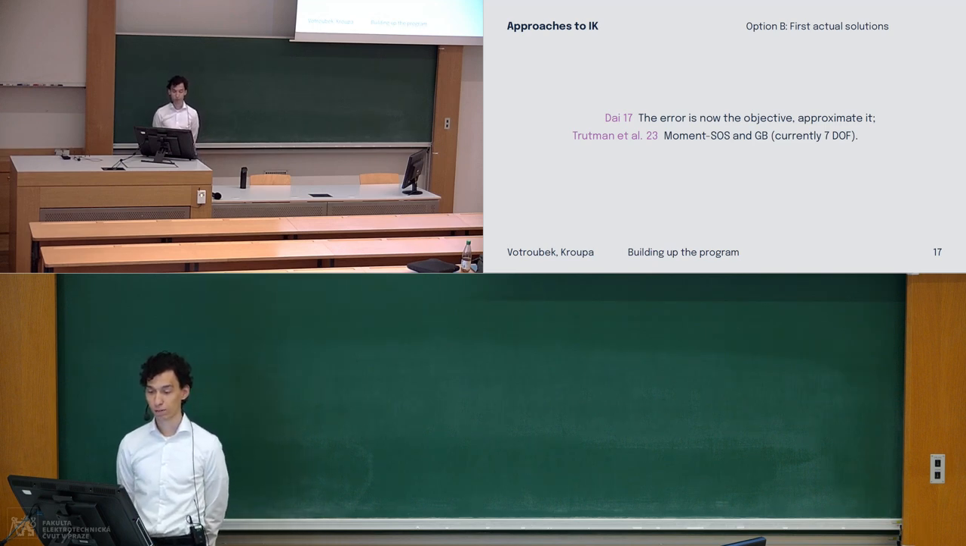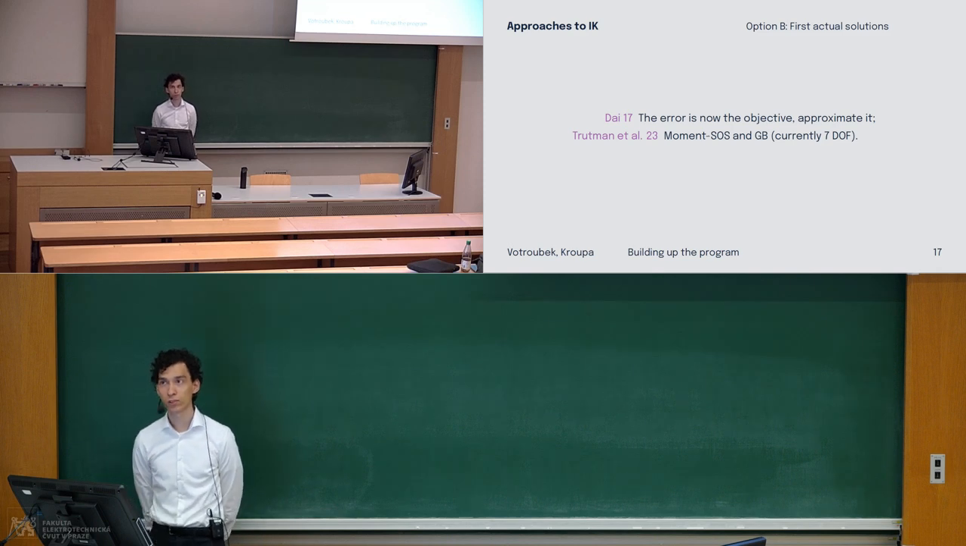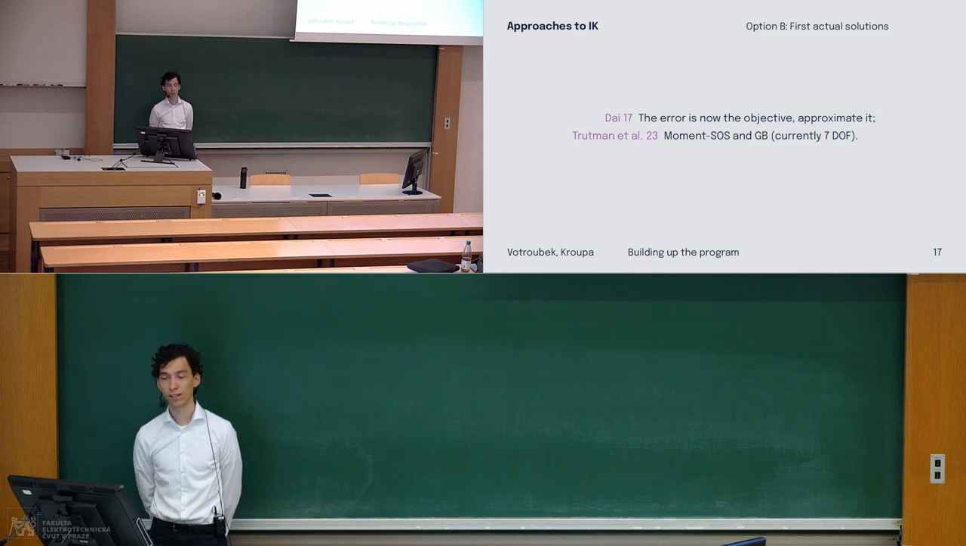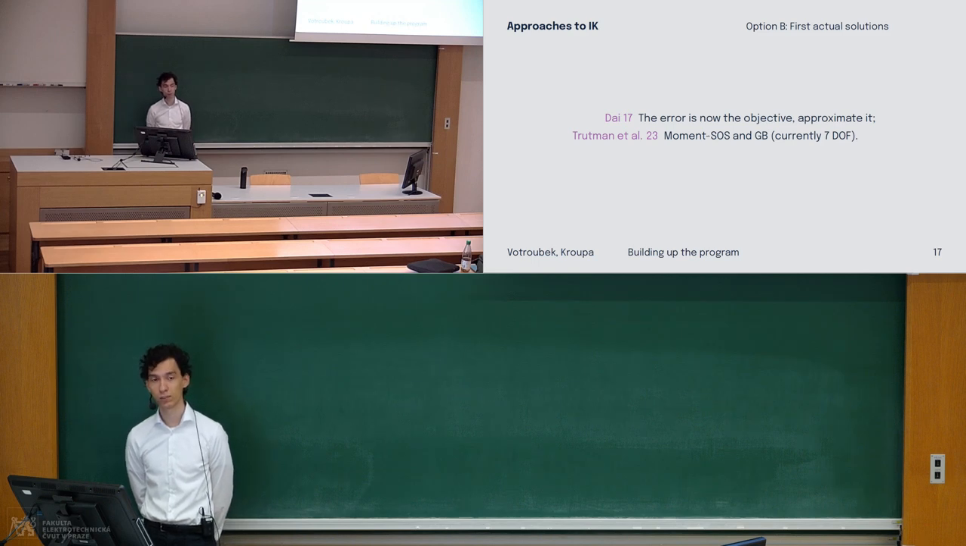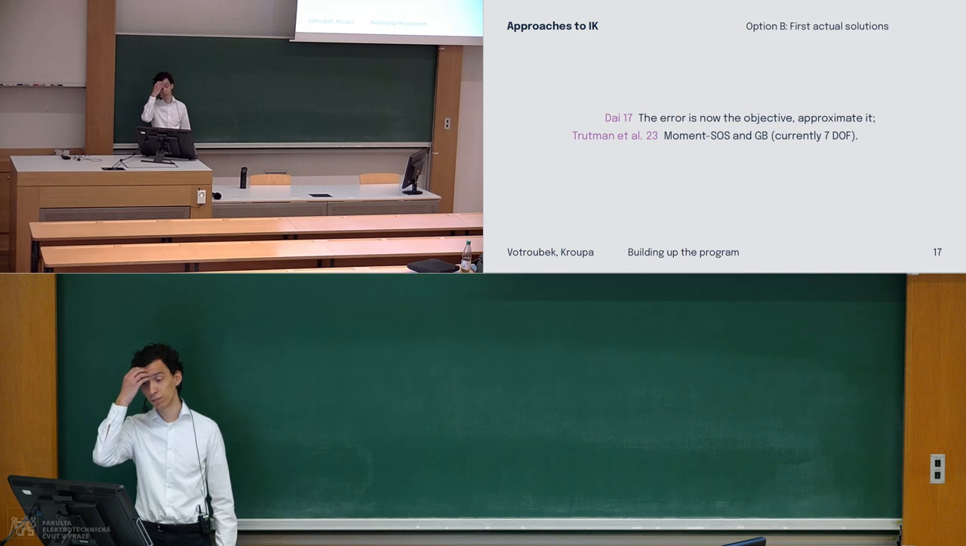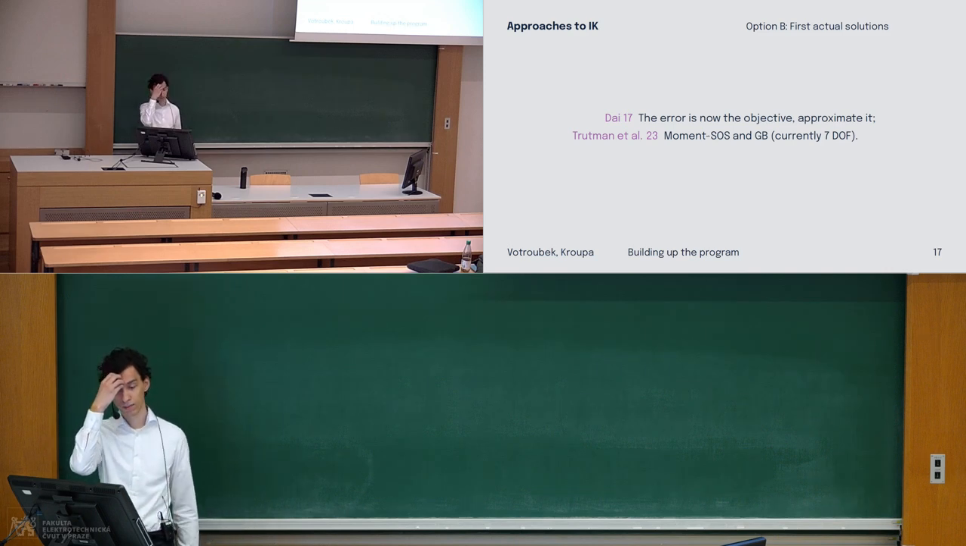Two pertinent ones are from Dai, who tries to approximate the feasible region, who tries to construct outer approximations of the feasible region, such that he can then give you a certificate if the pose is infeasible. But if the pose is feasible, he can only give you an approximation. But at least he can give you a certificate if a pose cannot be achieved.